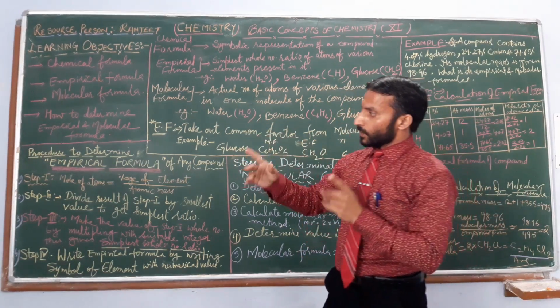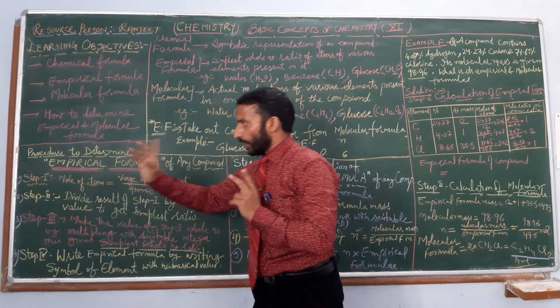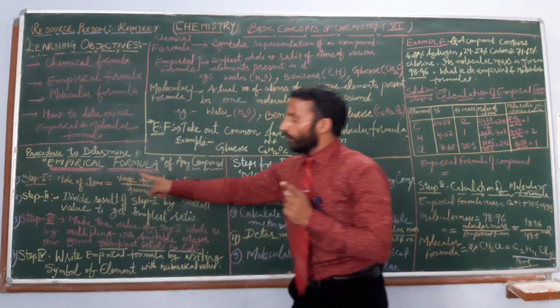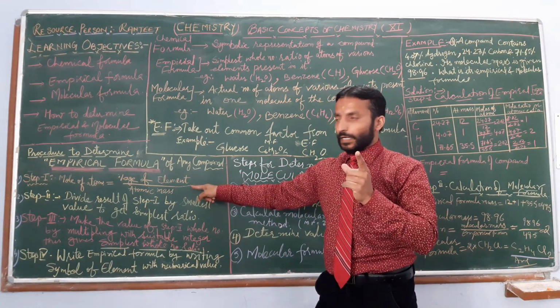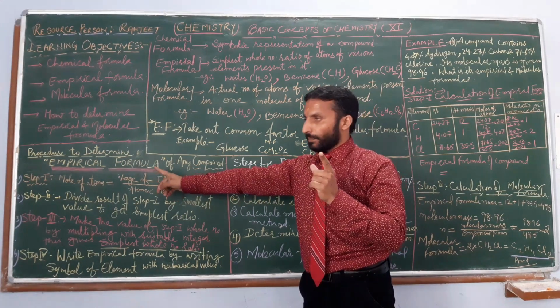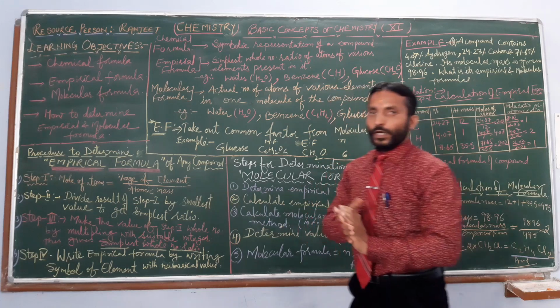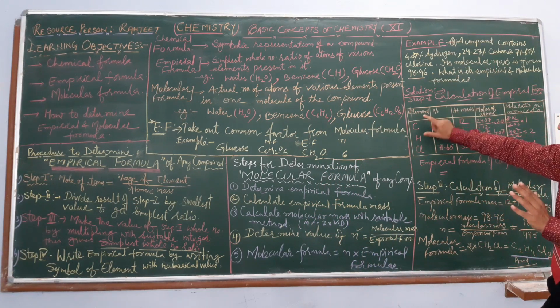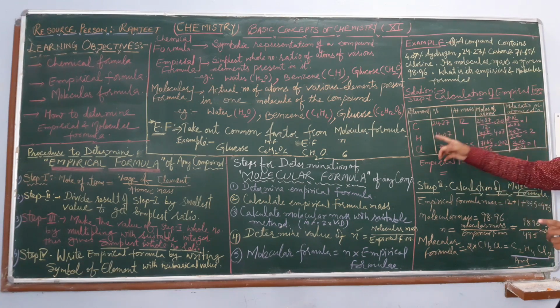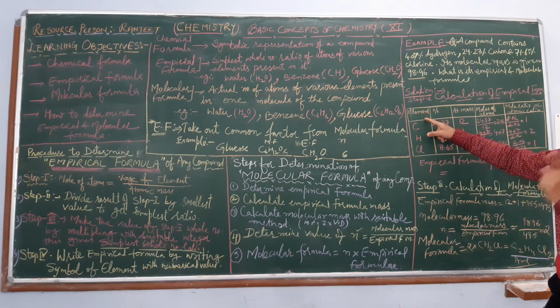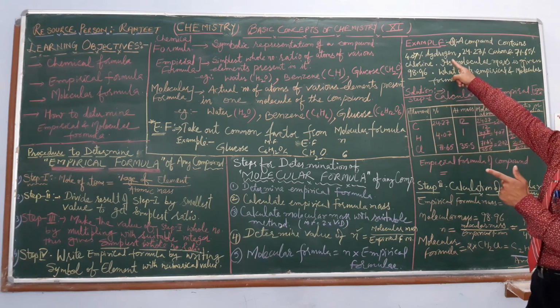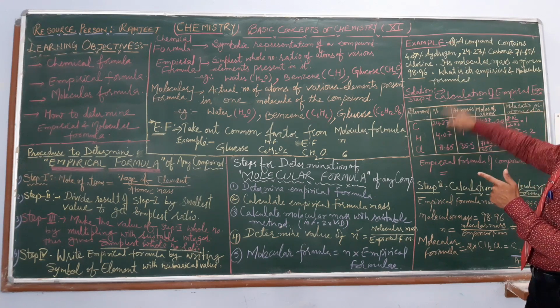So what are the steps? First step: to calculate the empirical formula, first we have to calculate moles of atoms. Moles of atoms are calculated by the formula percentage of the element divided by the atomic mass. So dear students, what is given here? First we will make a table. In the first column we will write the element. What are the elements present? Write their symbols. Carbon is given here, hydrogen and chlorine are there.